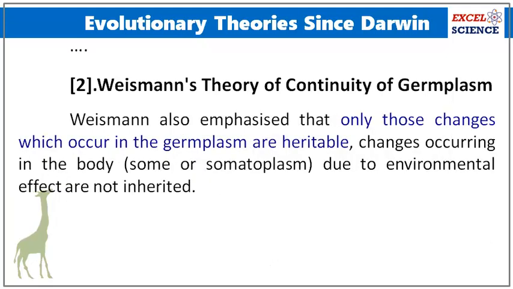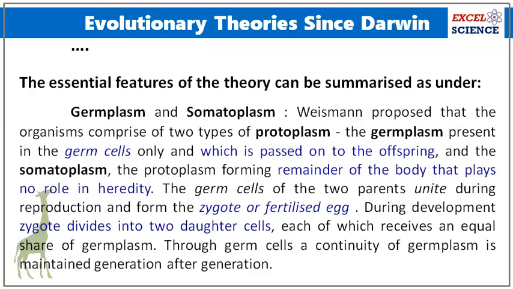Weismann also emphasized that only those changes which occur in the germplasm are heritable. Changes occurring in the body, that is somatoplasm, due to environmental effect are not inherited. The essential features of the theory can be summarized as under: germplasm and somatoplasm.